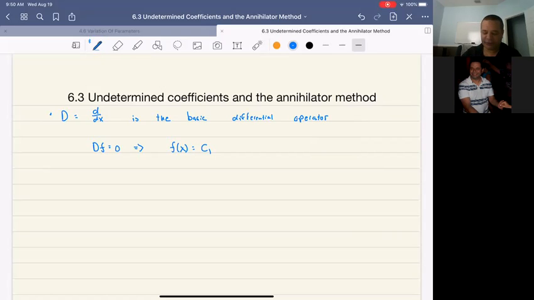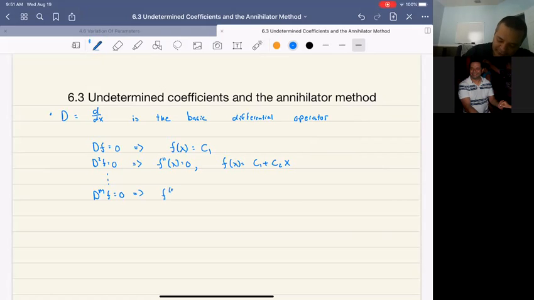Let's go another level. Let's say we take d squared f equals 0. Well, that means that f double prime of x equals 0. Okay, so f of x equals c1 plus c2x. Okay, I could keep going forever. d^m of f equals 0. That means the mth derivative of f equals 0.